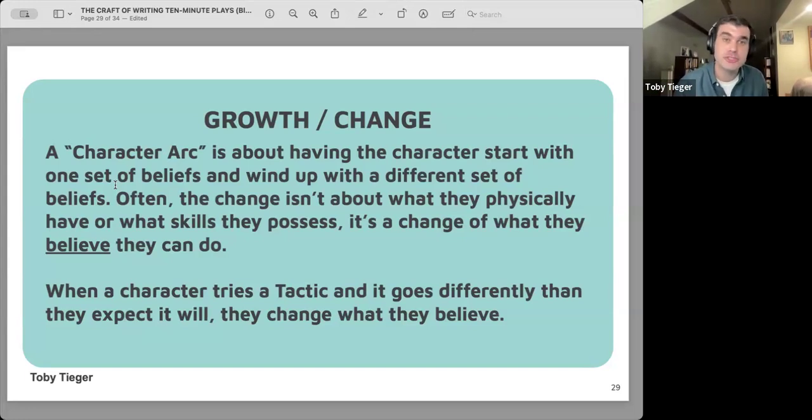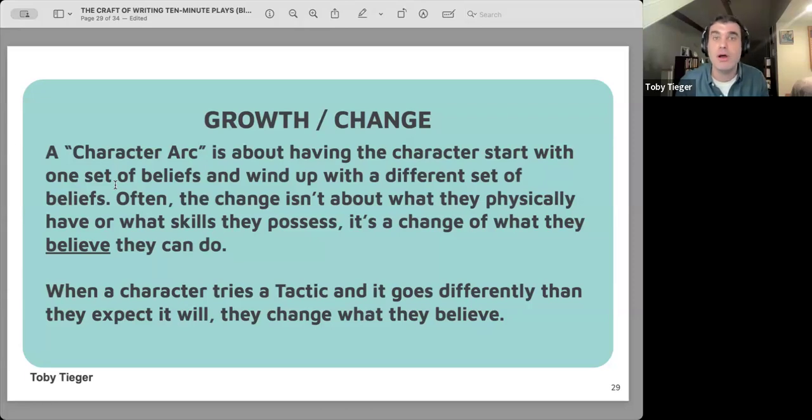And how does a character change that? A character changes that when they try a tactic, they try a thing to go around the obstacle, and it goes differently than they expect that it will. And that's when the character changes what they believe. Often not very quickly. Often they have to try it a few different times.